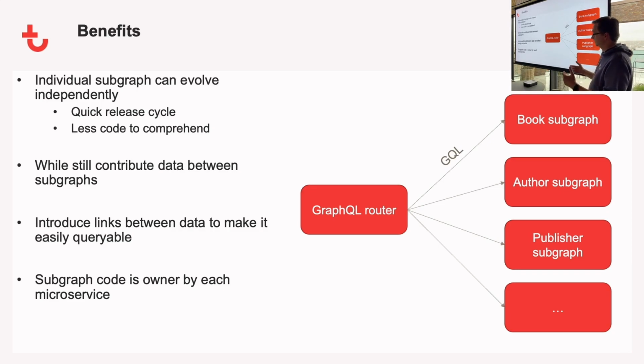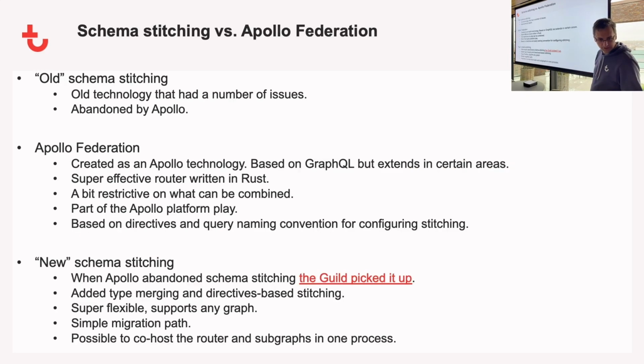So from the user or front-end developer point of view, it's still a coherent graph, but on the backend side, you can start separating up a responsibility between teams. Yes, just a little bit of naming, because this area with Supergraphs is not completely standardized. There was an old schema stitching project run by Apollo primarily. It had a number of issues, and Apollo ended up abandoning it.